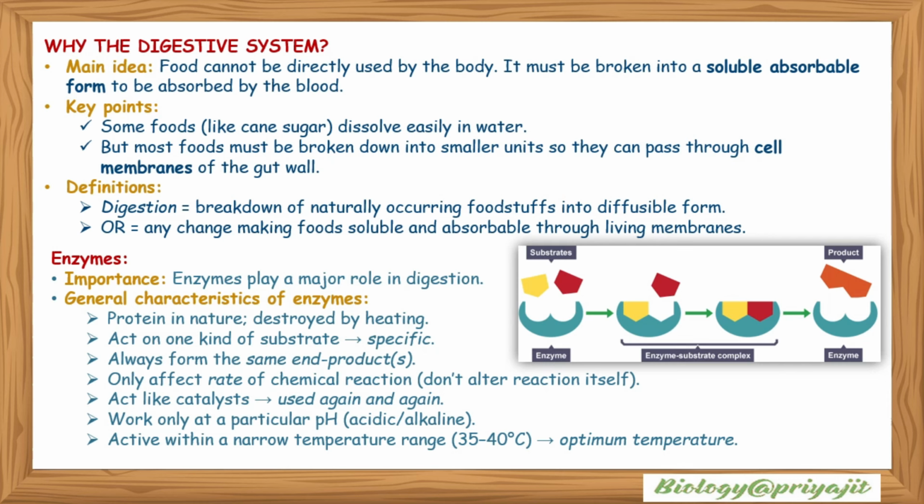They are protein in nature. They are destroyed by heating. They act on one kind of substrate, which is specific. They always form the same end product. They only affect the rate of chemical reaction, and don't alter the reaction itself. They act like catalysts, used again and again, and work only at a particular pH, acidic or alkaline. They are active within a narrow temperature range, that is 35 to 40 degrees Celsius, which is the optimum temperature.